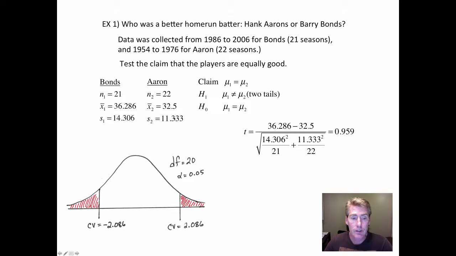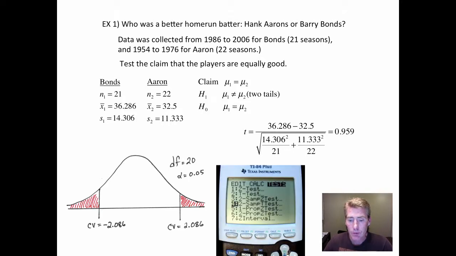So one thing you notice is that Hank Aaron has the smaller standard deviation. He was more consistent at hitting home runs than Barry Bonds was. You could read into why Barry Bonds was not as consistent, but we'll not go into that right now.